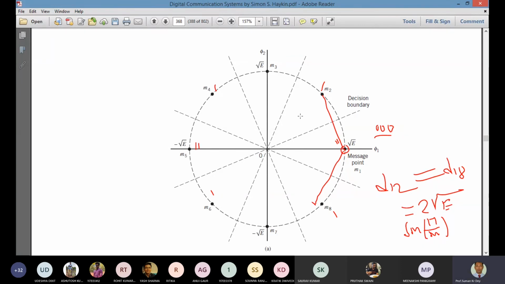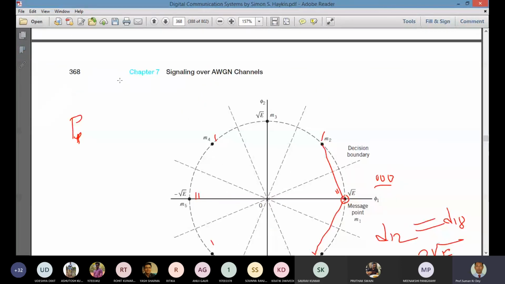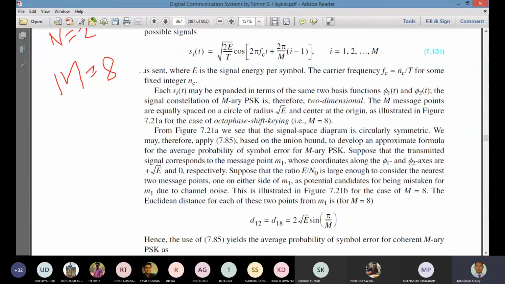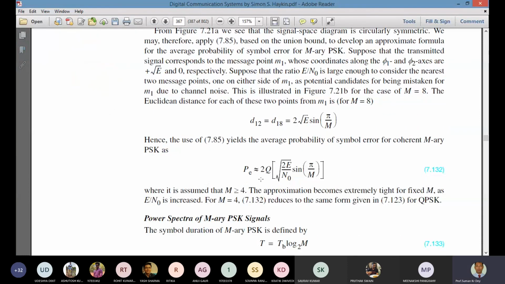Now in the signal phase diagram, if we want to get the probability of error, that means Pe, we can get it by using the QPSK result. Whatever we use for QPSK, the same thing we are generalizing, and that term will be 2Q function of square root of 2E by N naught sin pi by M.